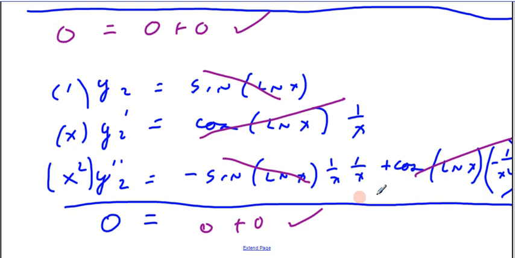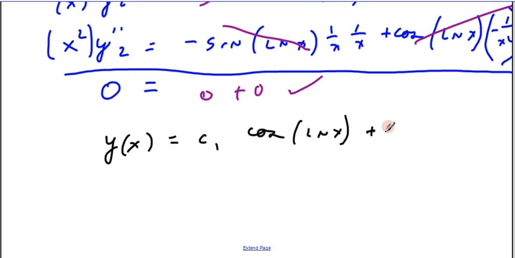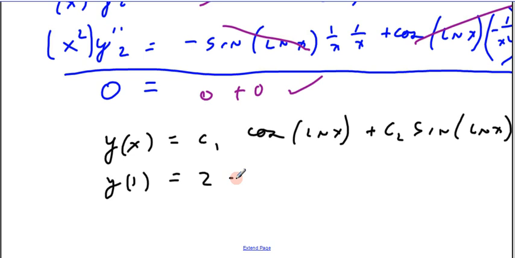Now we got to go and say that when I add these guys together, I get y of x is equal to c1 cosine natural log x plus c2 sine natural log x. And what I want to do is find out what c1 and c2 are. So y at 1 is 2. And y at 1 makes this a 0. Natural log of 1 is a 0. The cosine of 0 is 1, so I get a c1. The same thing here, I get a 0. The sine of 0 is 0. So c1 is equal to 2.